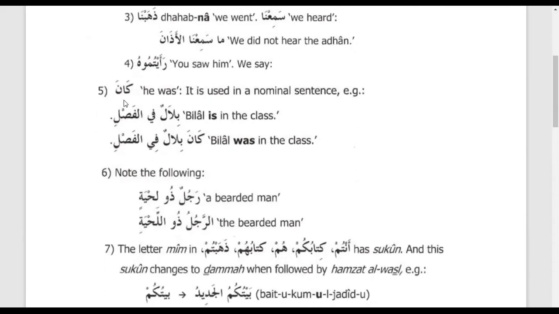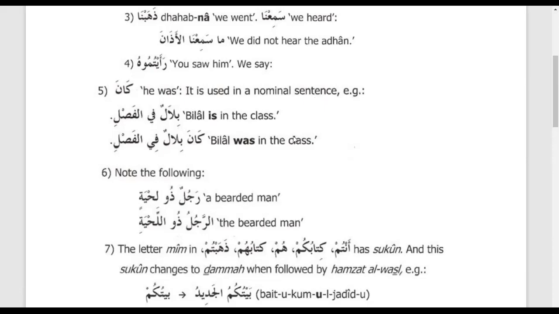Kana, do you remember something about kana? Yesterday, we completed the conjugation of kana. So kana means he was, and it is used with a nominal sentence. So it is used with jumlatul ismiya. You remember about the nominal sentence, right? A nominal sentence has a subject and predicate, mubtada and khabar, right? So kana comes with a nominal sentence.